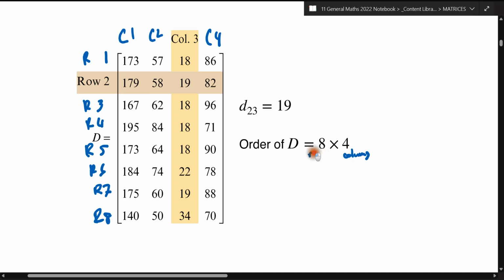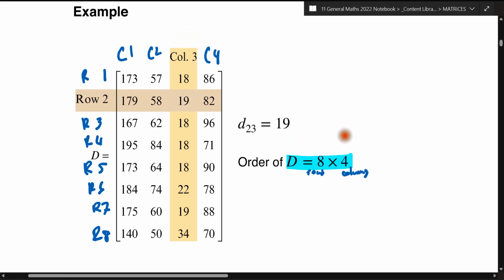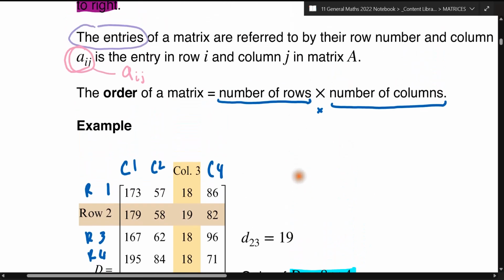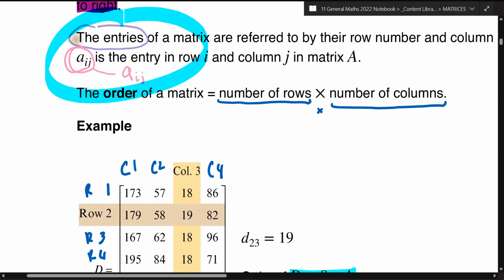That's what you write down if you're talking about the order. Tell me how many rows by how many columns. Your answer must look like this: the name of the matrix equals, and then the rows by columns. Must look like that.